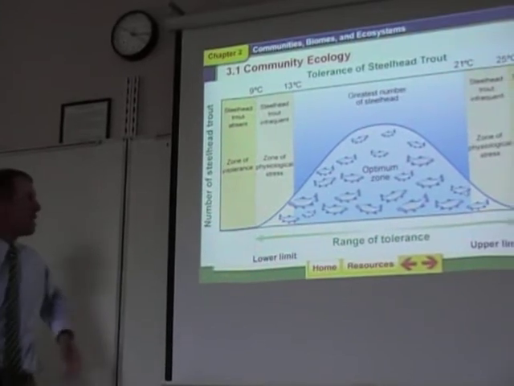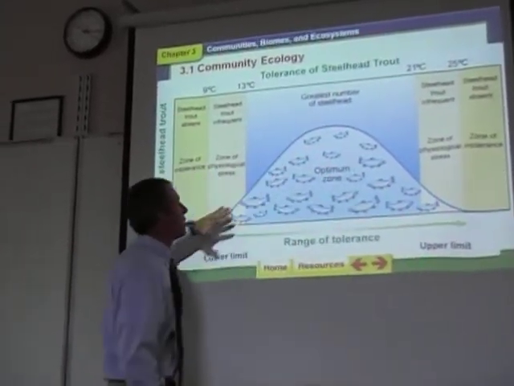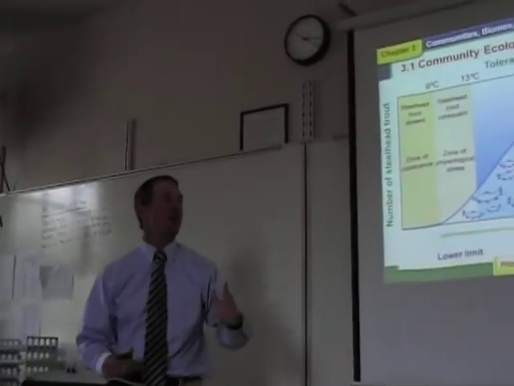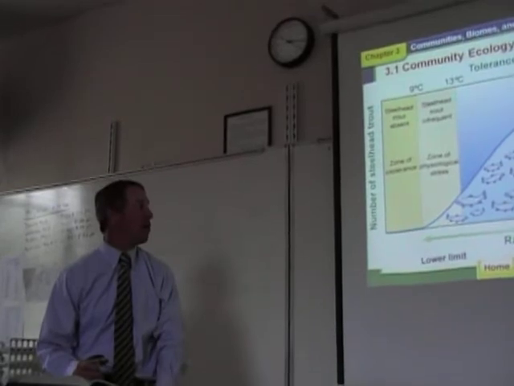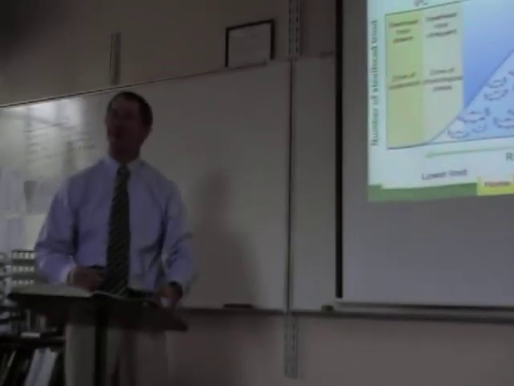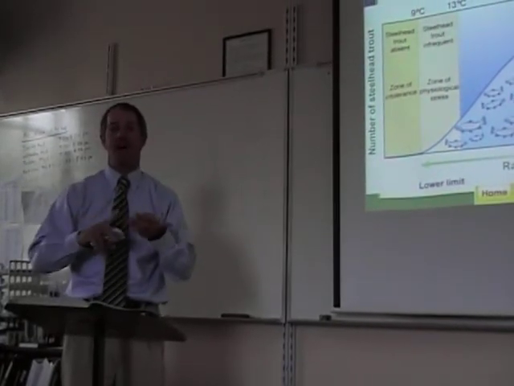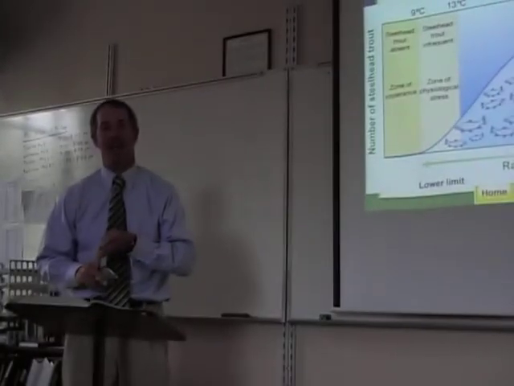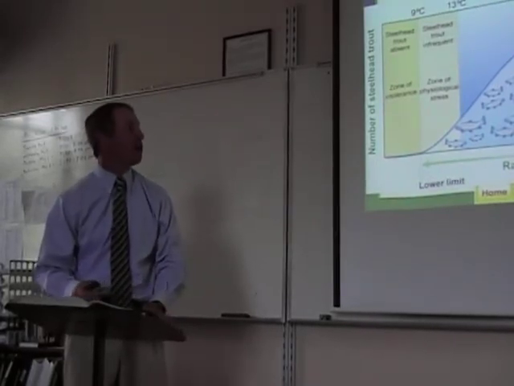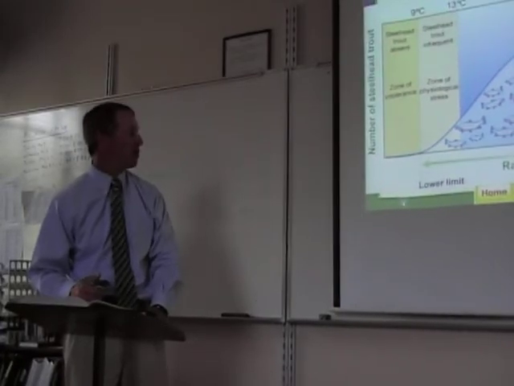So you see this type of curve. Have you ever seen a curve like this before? Yeah. What's it called? Bell. That's a bell curve, and we see it often with organisms. All organisms have ranges of tolerance, not just for temperature, but for amount of water, pressure, things like amount of sunlight. You'll get a curve for all different sorts of environmental factors.